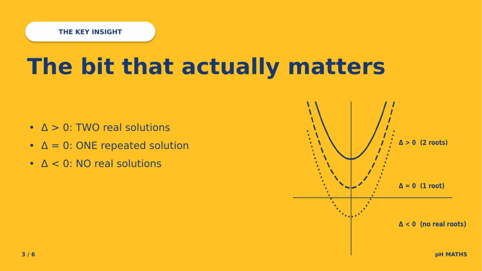The parabola crosses the x-axis at 2 points. If delta equals 0, you have one repeated solution. The parabola just touches the x-axis. If delta is negative, no real solutions exist. The parabola never reaches the x-axis. Memorize these three outcomes.